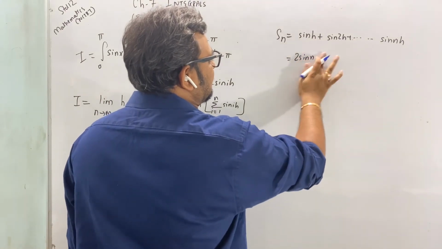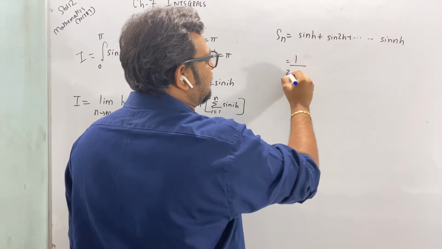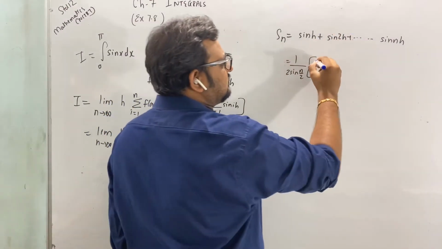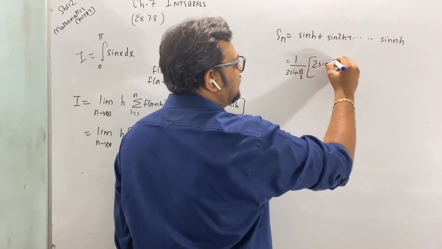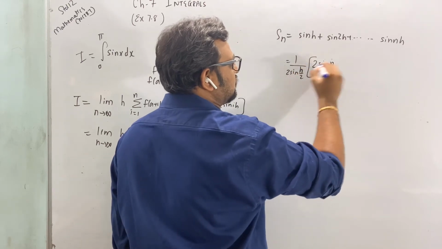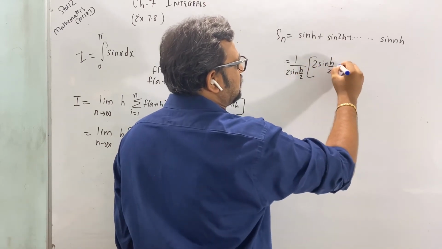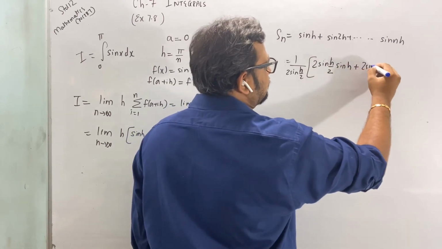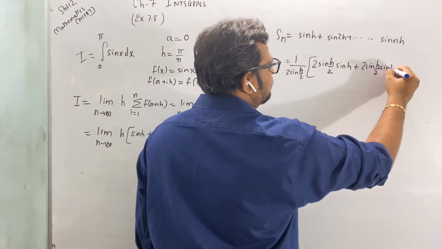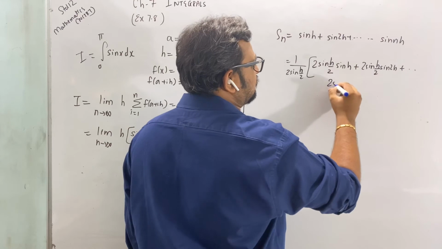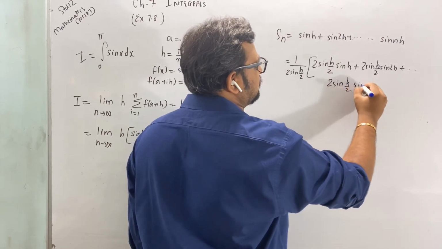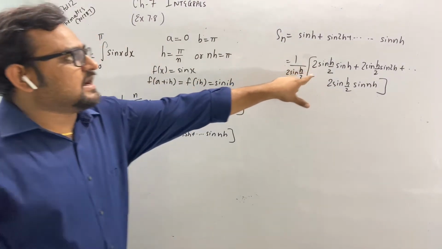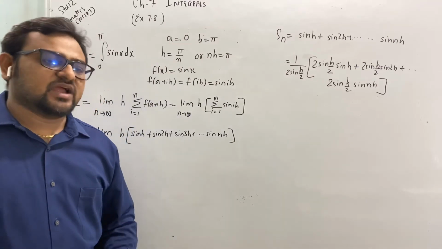Sine h by 2, I am dividing it here. So I multiply each term by 2 sine h by 2: 2 sine h by 2 sine h, plus 2 sine h by 2 sine 2h, up to 2 sine h by 2 sine nh. Okay, I had multiplied and divided it by sine h by 2.